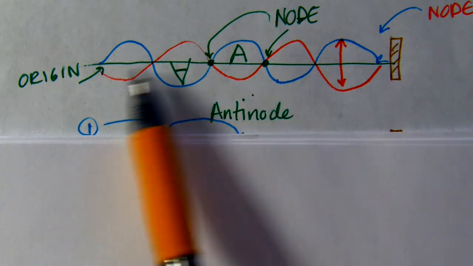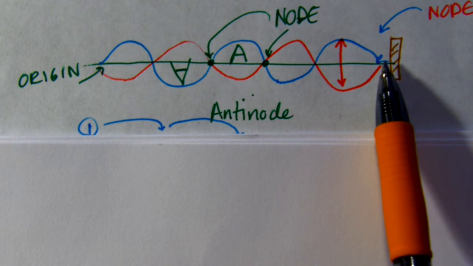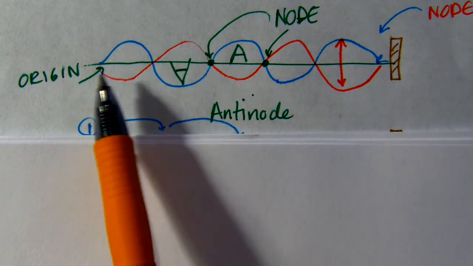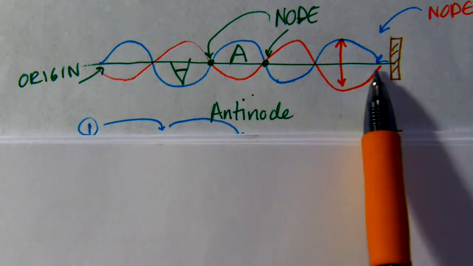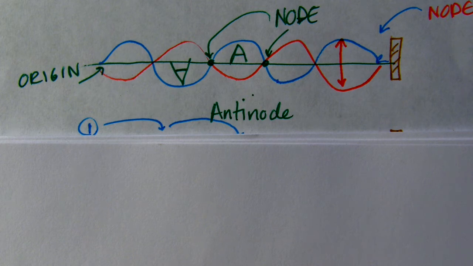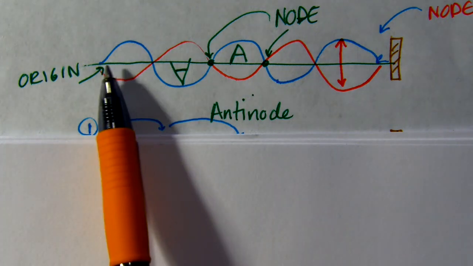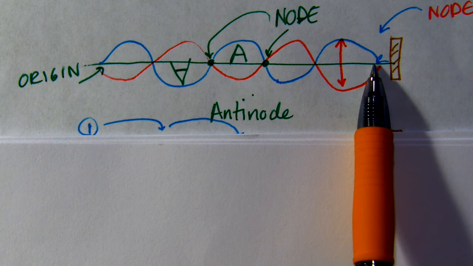And this origin isn't really here. It's a reference line. It's not the wave. That's what the medium would look like if we didn't cause any vibration. But we can still use it as a reference, so we call it the origin.